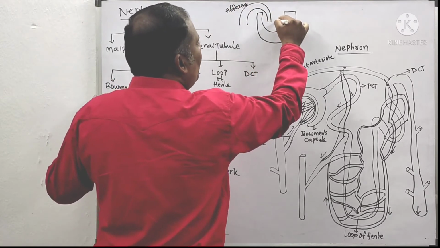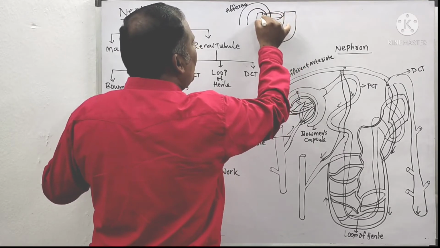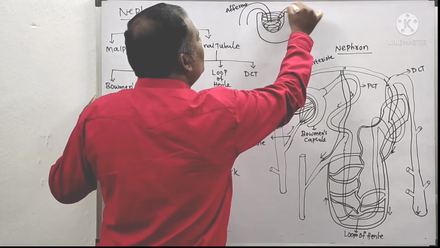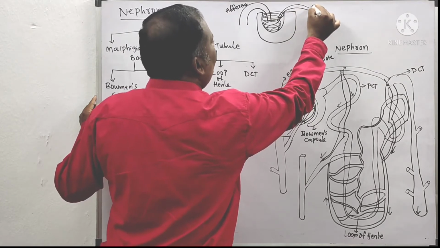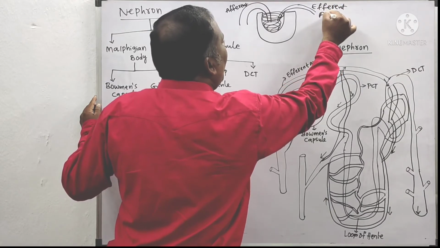This afferent arteriole will come into this Bowman's capsule and glomerulus. This is a glomerulus. And they will come out in the form of the efferent arteriole. That is the efferent arteriole.